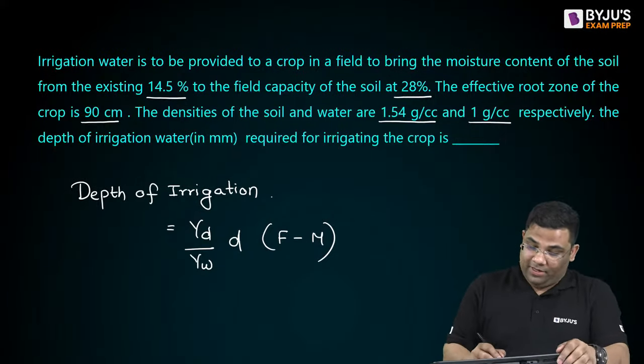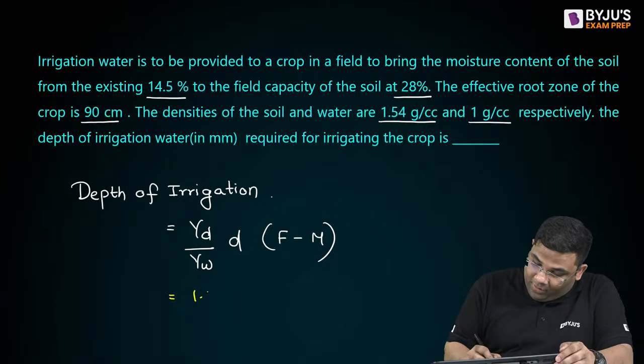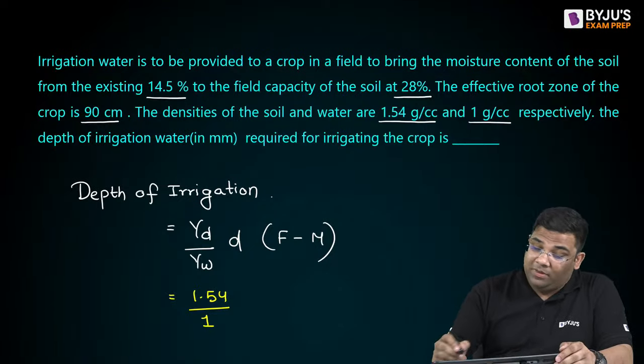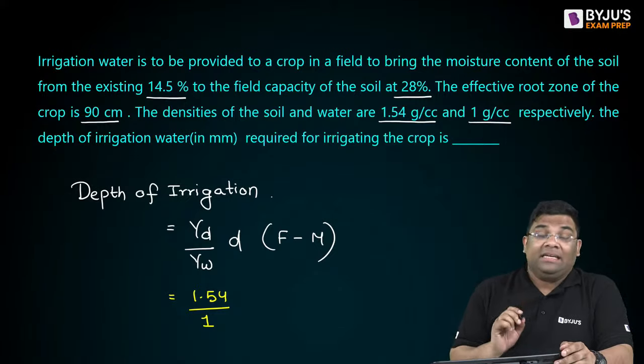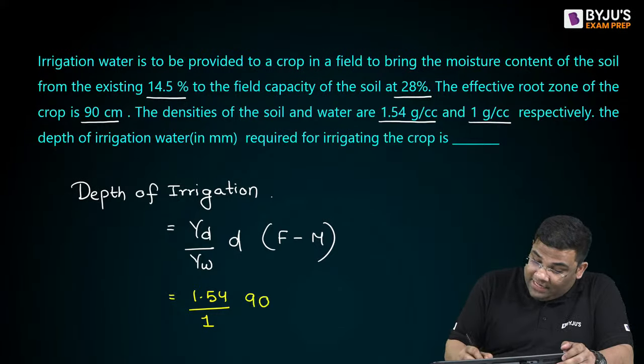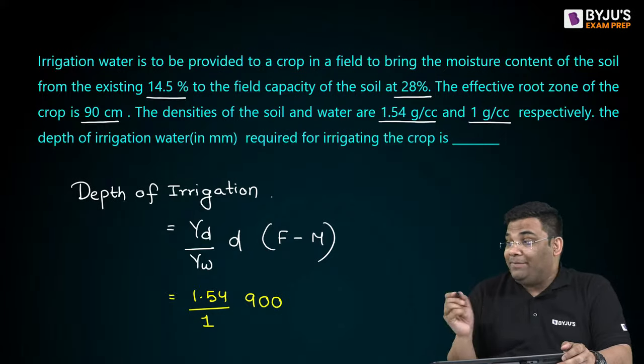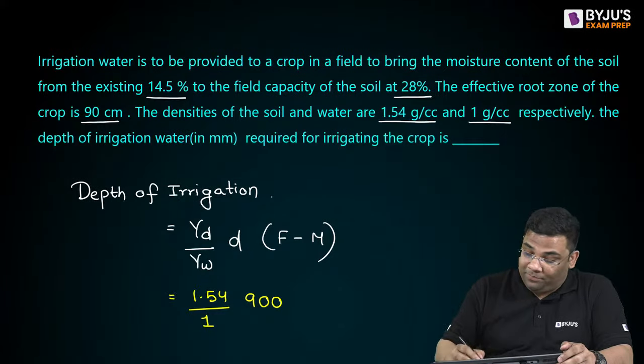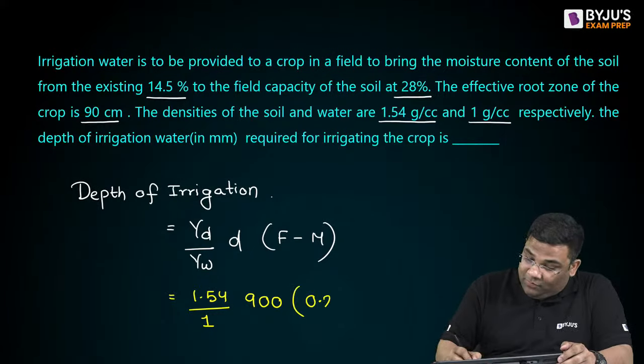Okay, very good. So this is 1.54 divided by 1 into D. It is given in centimeters, but the depth of irrigation is asked in mm. So what will I do? I multiply by 900, converting 90 centimeters to 900 mm. Then you express this in what?